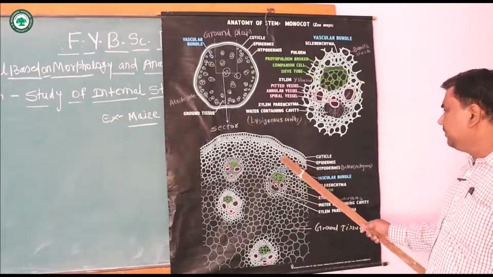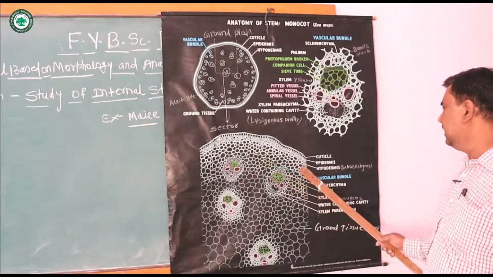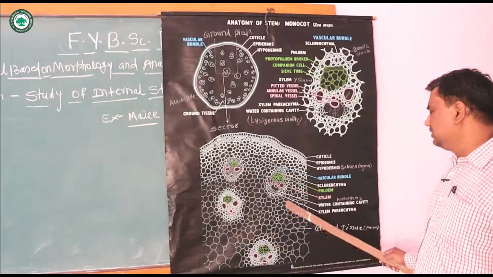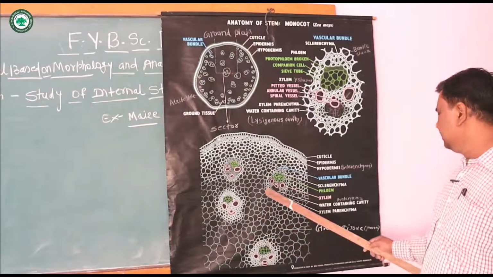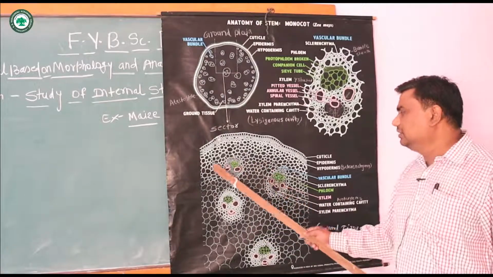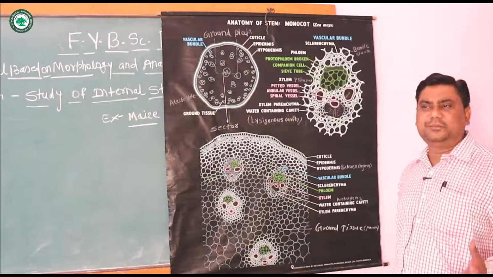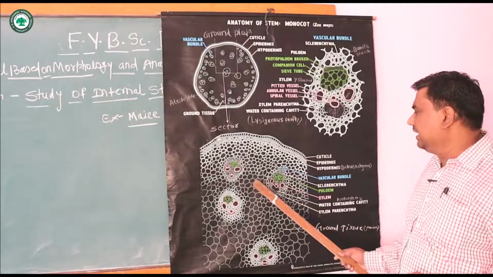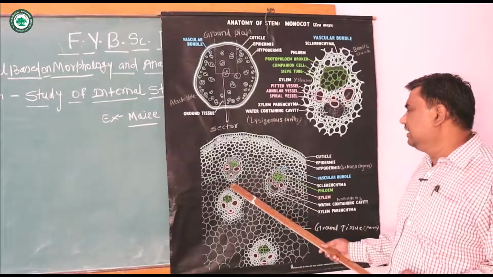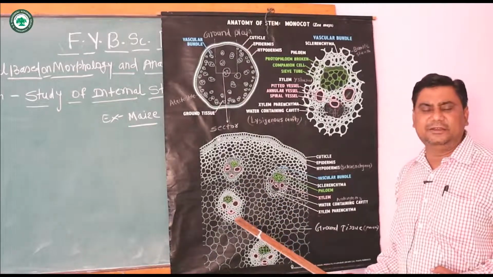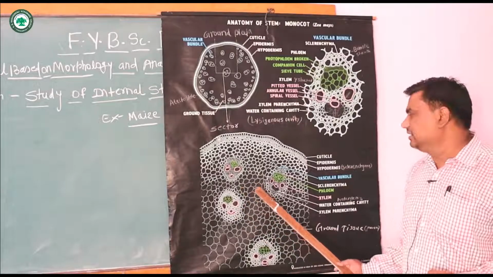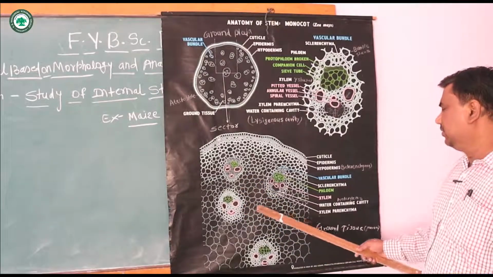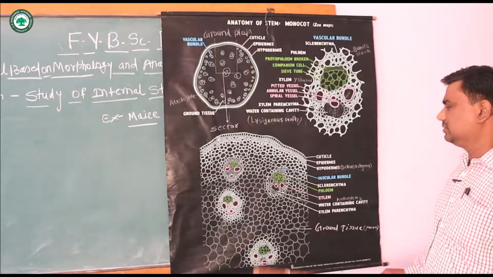Then a 2 to 3 layered hypodermis is there, and in the whole region there is the ground tissue. The ground tissue is again parenchymatous. The cells are loosely arranged. You can see here the intercellular space between the cells. So the cells are parenchymatous, loosely arranged, and we call it the ground tissue.